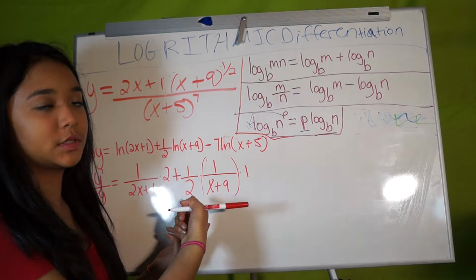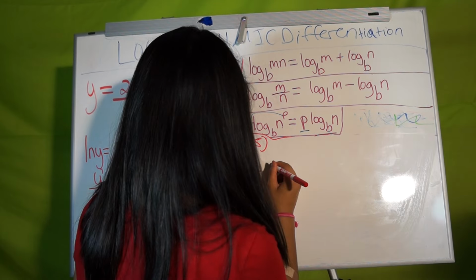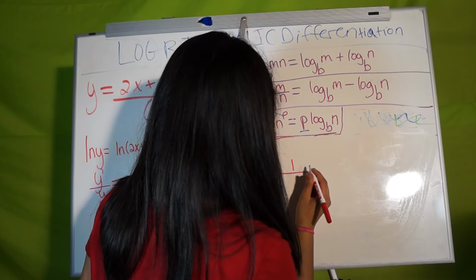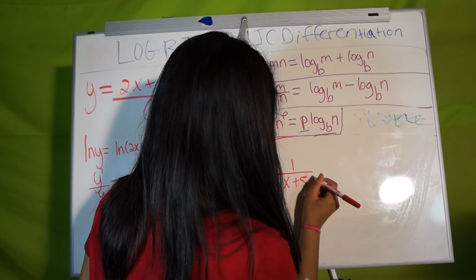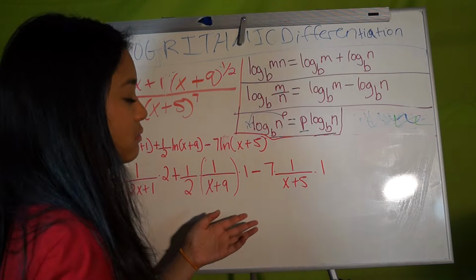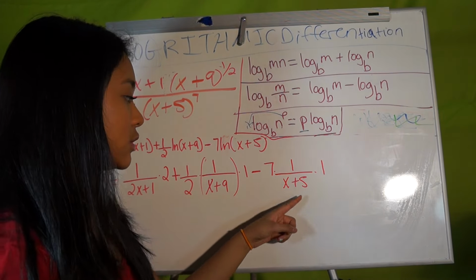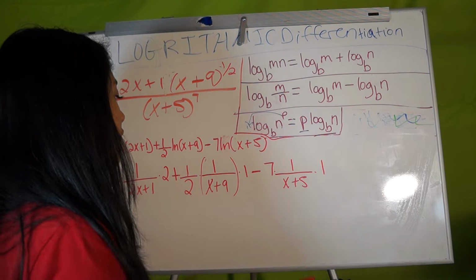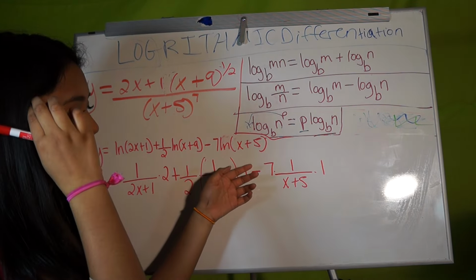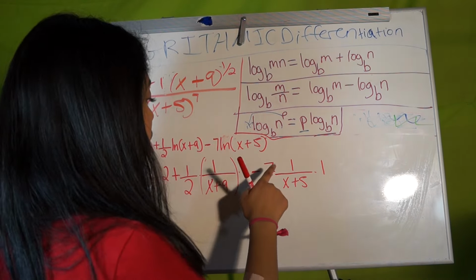Minus, we can just put this in parentheses because we're going to distribute this in the end, minus 7 times 1 over x plus 5 times 1. When we differentiate x plus 5, it's just 1, because 5 is a constant, so 0. Please do not differentiate the 7, it's like a thing that's outside. Don't differentiate it and think it's 0, because it's not. Leave it out.